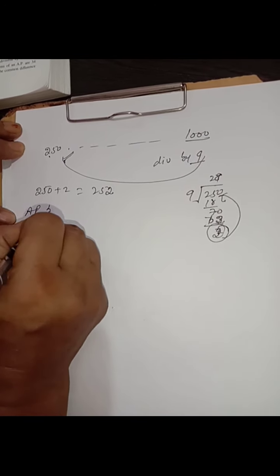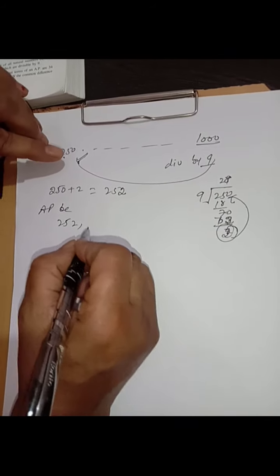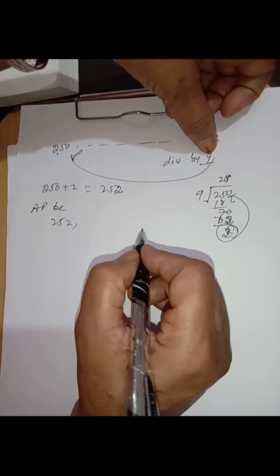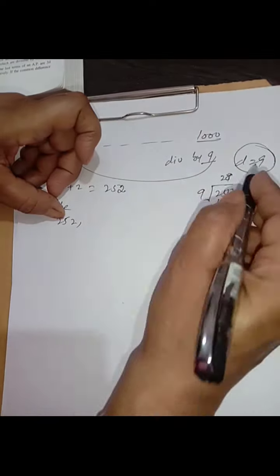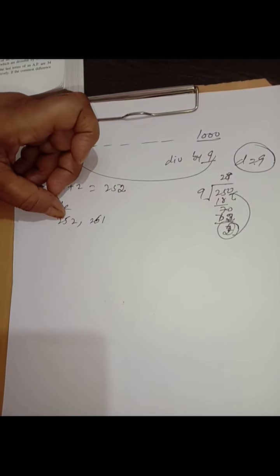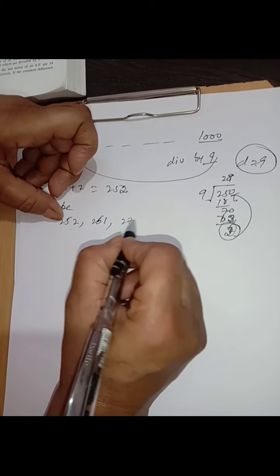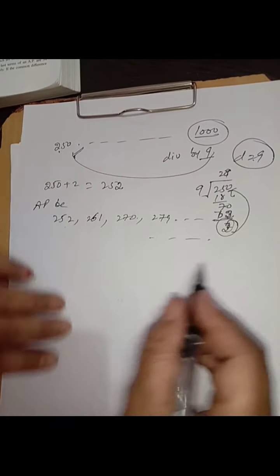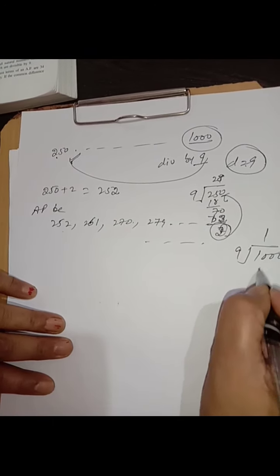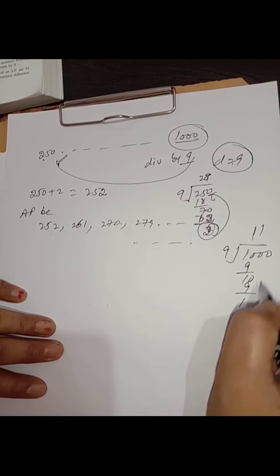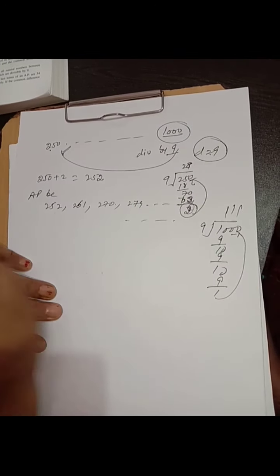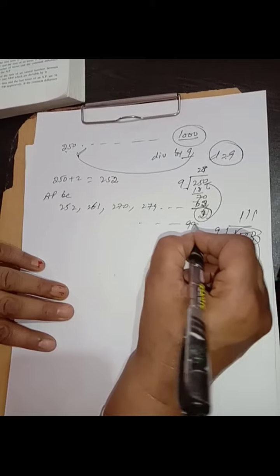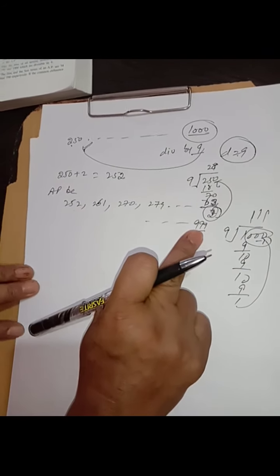So the AP begins 252, then the common difference is 9, since numbers divisible by 9. D is equal to 9 we will take. When we add 9 to 252, it will be 261, then 270, then 279, and so on. Now the last term we will find. See how to find: 1000 divided by 9, 1 is the remainder. This 1 we will subtract and we will get 999, that is divisible by 9, and this is the last term.